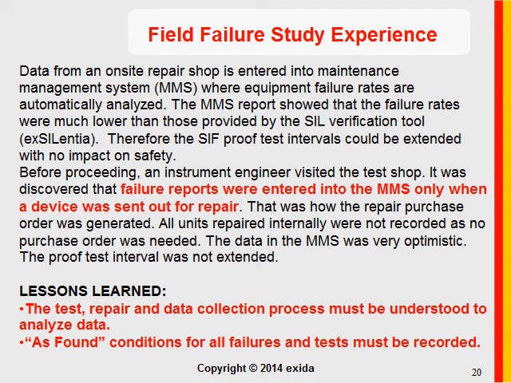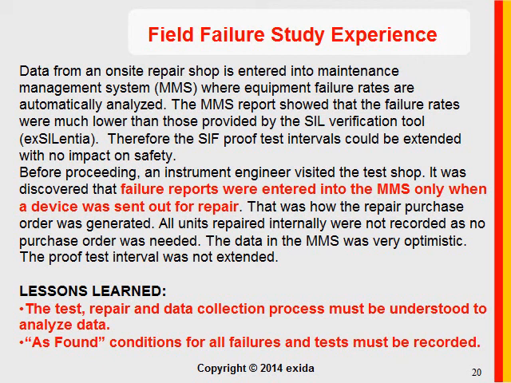So failure rates are lower, and in your simplified equation, the average probability of failure on demand is the failure rate times the test interval divided by 2. If your failure rate goes down, your test interval can go up, and your probability of failure remains the same. So that conclusion may be correct. However, before they actually went in and said, you know what, we can extend these proof test intervals, we had an instrument engineer visit the test shop.